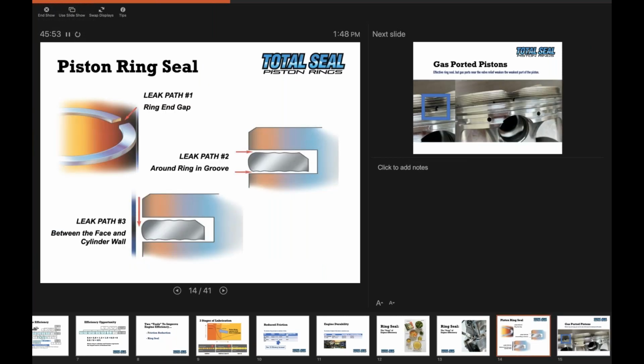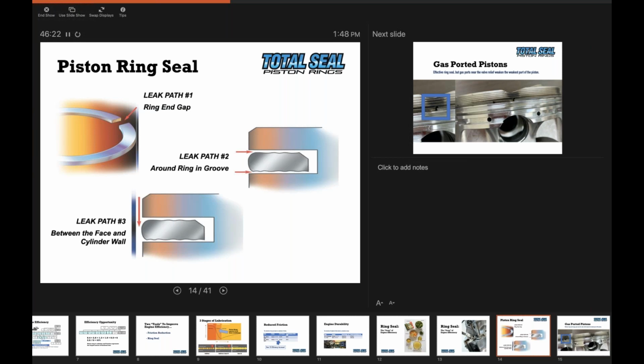The other part of that ring seal soup is the ring seal itself. How does the ring seal? Because that's all a piston ring is. It's a seal, right? There are three main leak paths. The first one is the end gap. That's what Joe Moriarty started Total Seal doing: we're going to address leak path number one by creating a gapless ring. That way we seal that gap by having the overlapping ring. That was the whole idea of the gapless ring.